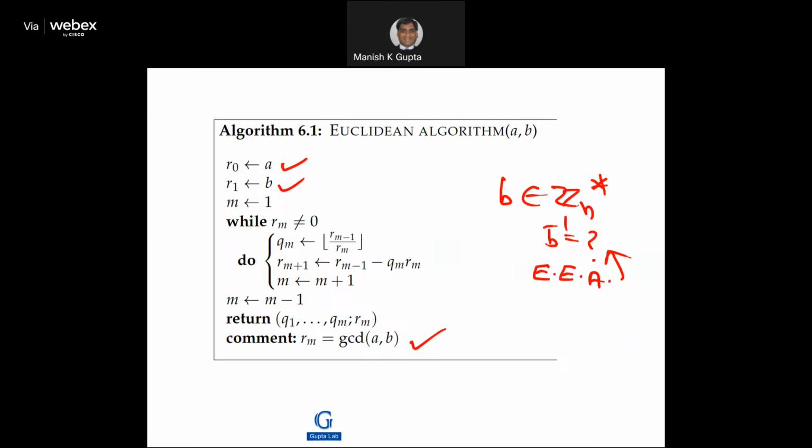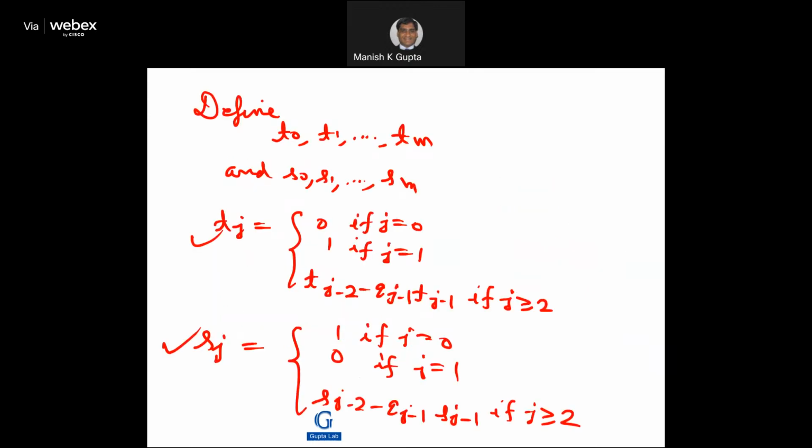Now, how can we use this idea, these Ris and Qis? Okay, I can extend it. Now I'm going to introduce some more sequences of numbers known as Sis and Tis. So define T0, T1, T2, up to Tm, and S0, S1, S2, up to Sm as follows. Tj is 0 if j is equal to 0, so that means T0 is equal to 0, T1 is equal to 1, and T2 or T3 can be obtained from this expression, where Qj is the quotient in that process that we saw, right? For j greater than or equal to 2, we obtain it like this.